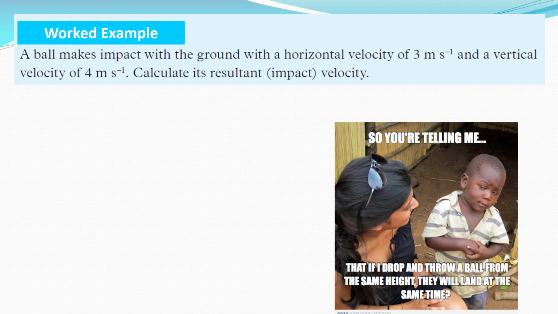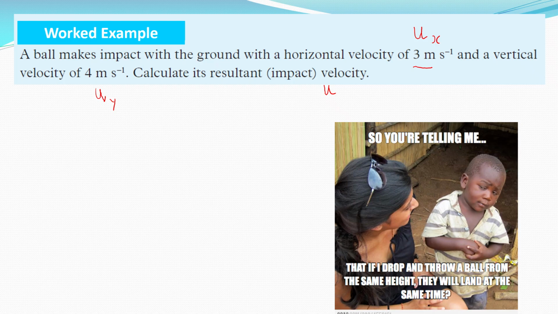Ball makes an impact with the ground with a horizontal velocity of 3 meters per second. So that would be my horizontal, ux, and a vertical velocity of 4 meters a second. That would be uy. Calculate the final velocity, just u. So I'm literally putting these two back together. In any of these scenarios, it's easy to draw a diagram. If you're not sure, it'll make the thinking a lot clearer for you.